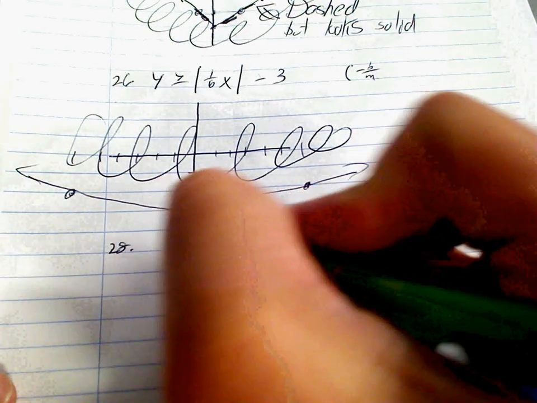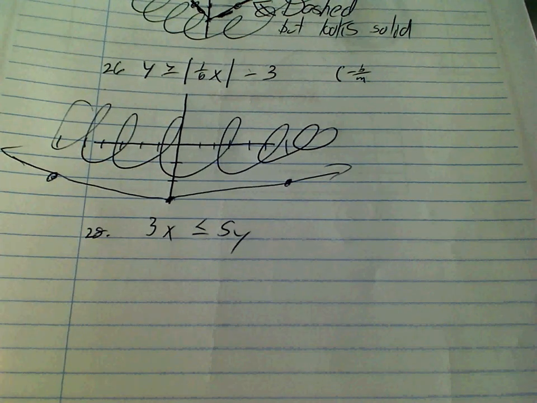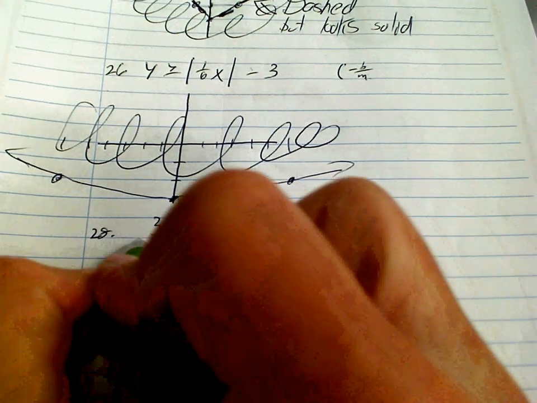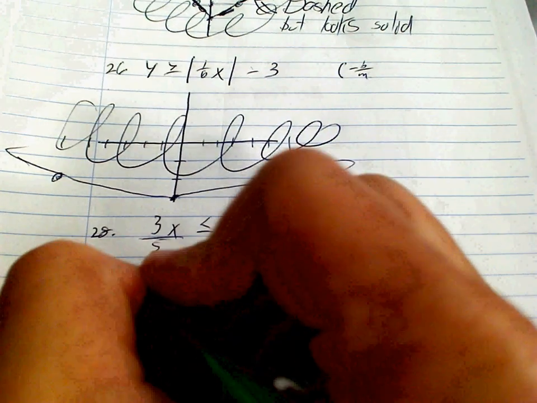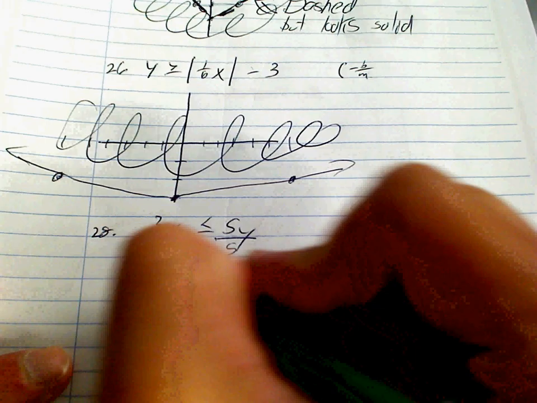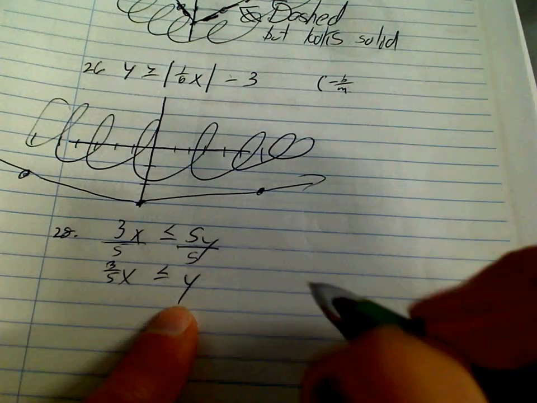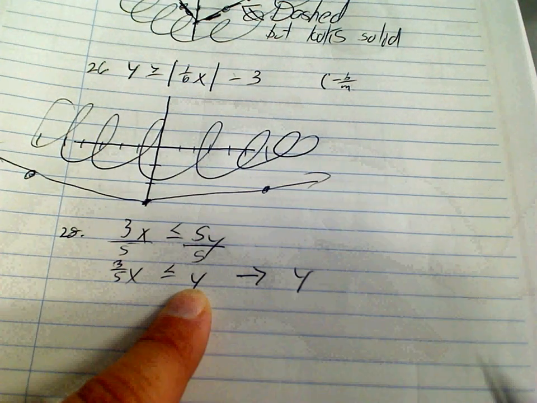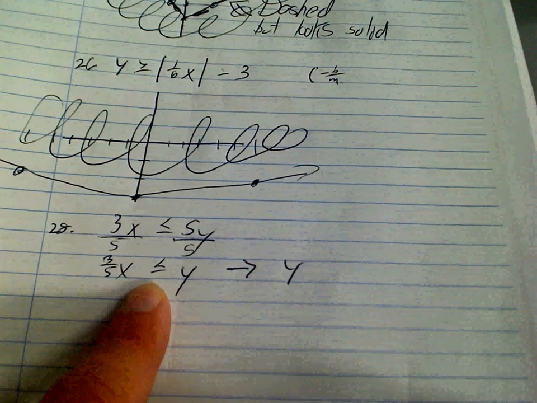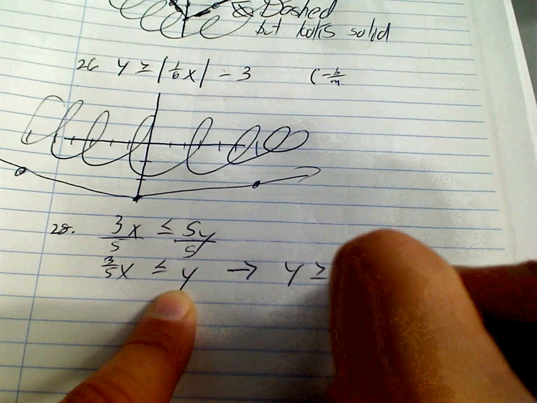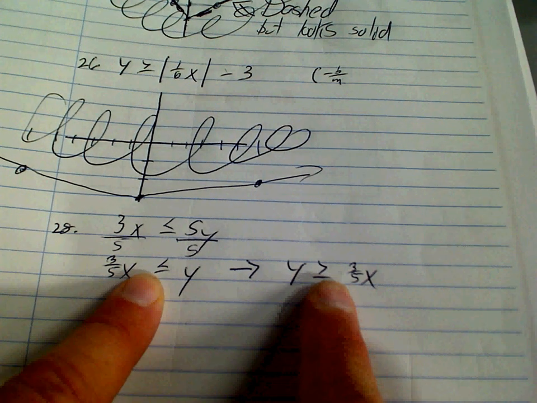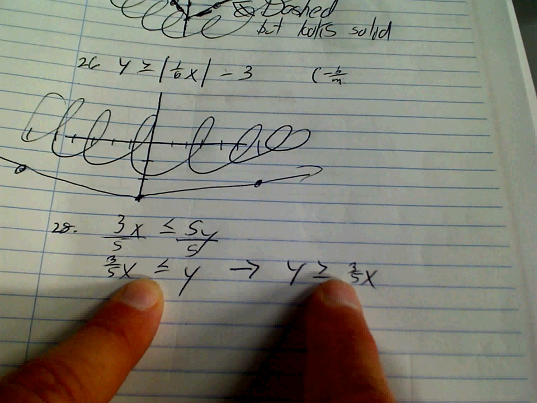3x less than or equal to 5y. Well, this one's just backwards. I need to divide the 5. I got to get the y by itself. 3/5 x less than or equal to y, which can be written as y what? And that's what I would do. If I was going to graph it, I would turn around, put my y first, pay attention to my inequality, because that's the only way the inequality works as far as above or below, is if the y is first.